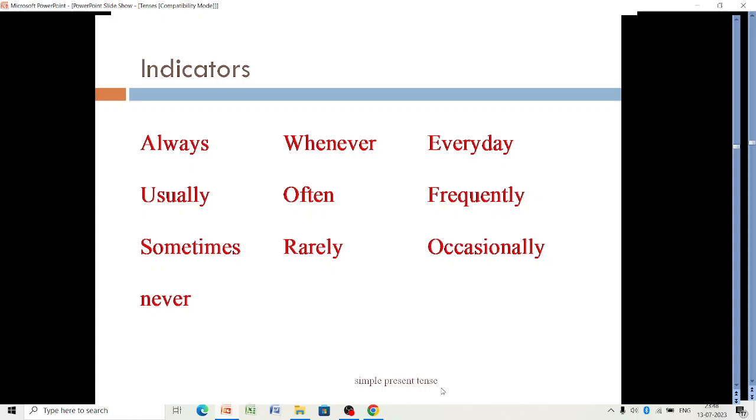So you can also make a note of it. While you are using simple present, you can use these indicators. That will be very helpful for the listener to understand more effectively.